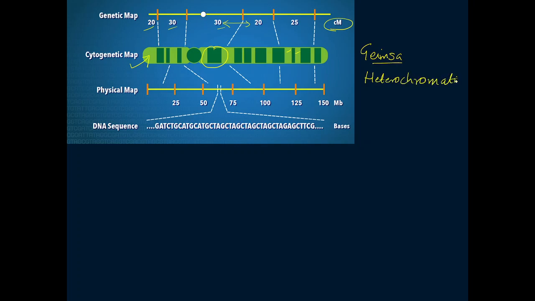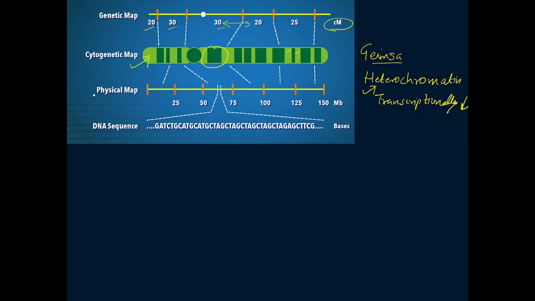Heterochromatins are those regions which are densely packed, transcriptionally inactive regions, and similarly euchromatin is the transcriptionally active region. It's mostly taught in the case of the discoveries of transposons and cytogenetics. So maybe in future I will discuss this. Let's focus here only on the genetic and physical map.